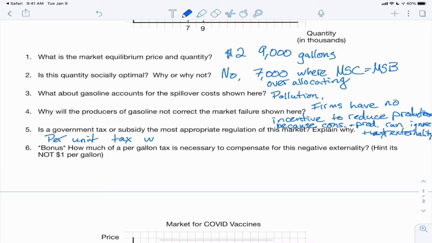incentive to reduce production. And simultaneously, that reduction in production is going to raise prices and consumers will buy less. And so we can get to the allocatively efficient level by doing that. And what's interesting about these graphs is that we can see exactly how much of a tax is necessary to compensate for the negative externality.